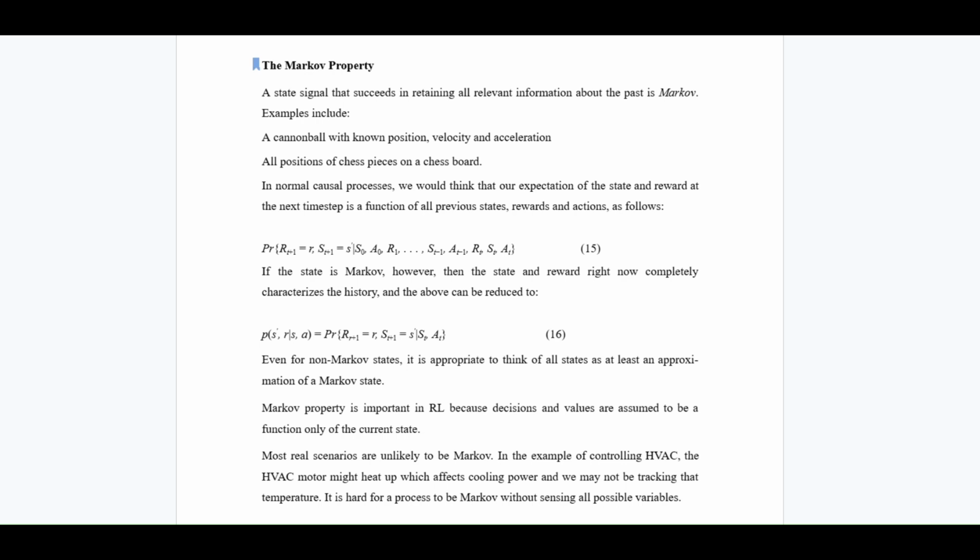Back to our channel. Today we are going to talk about two important concepts in RL. They are the Markov property and the Markov decision process, MDP. So what about the Markov property?